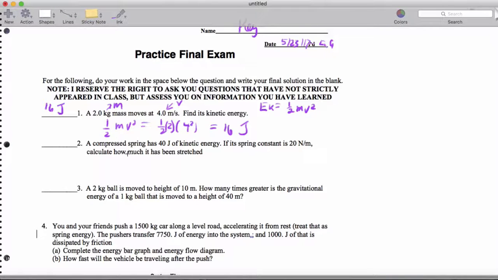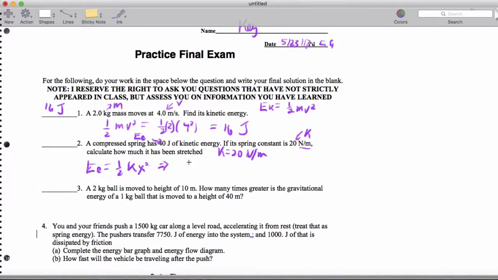And then here, we've got 40 joules of energy, and the spring constant is 20 newtons per meter. So when we get the elastic energy, that's going to be 1/2 kx squared. And we want to figure out how much it's been stretched by. This is the spring constant k. This is the amount of energy that it has, and this is why I really emphasize learning the units. Units for k are newtons per meter, units for energy are joules.